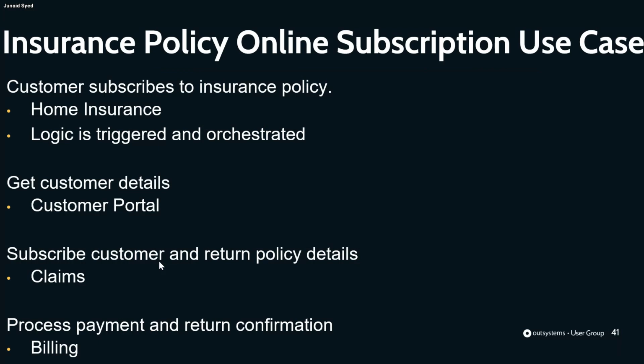Now let's look at this. It is the same explanation that I provided on the previous screen. There is a customer who wants to subscribe for an insurance policy. Home insurance is the orchestration screen or the application. The logic is triggered and orchestrated from there. The customer portal is there to provide the customer details. The claims application is to subscribe the customer for a policy, and then return the policy details. And then the billing application is to process the payment for the customer and return the confirmation.